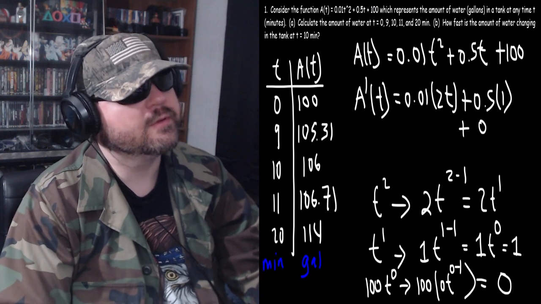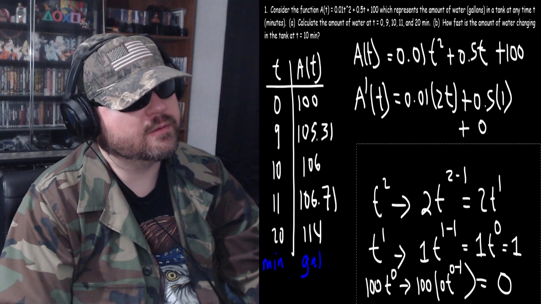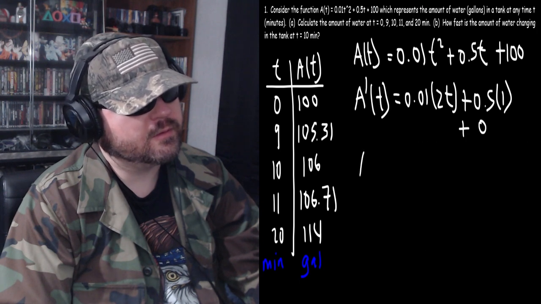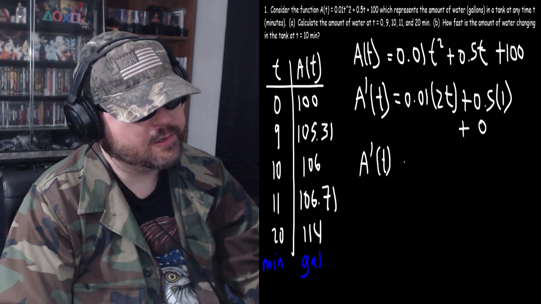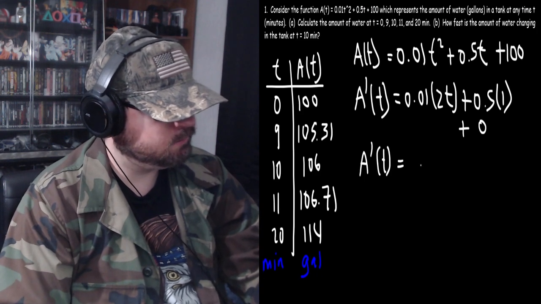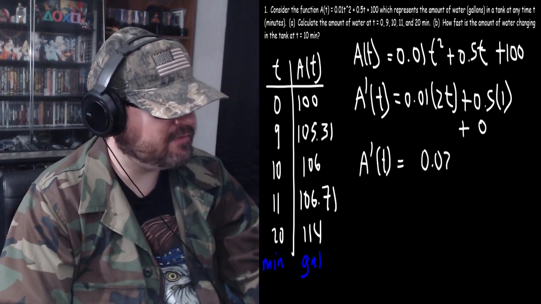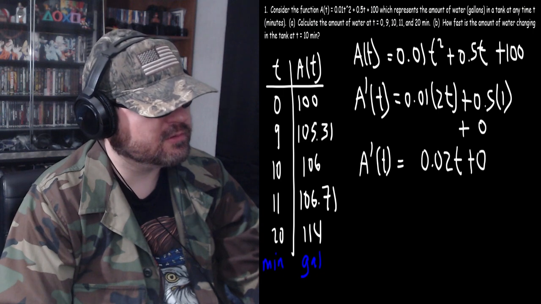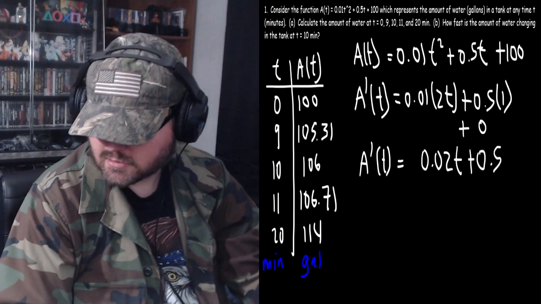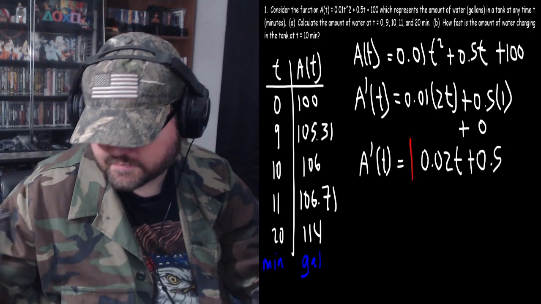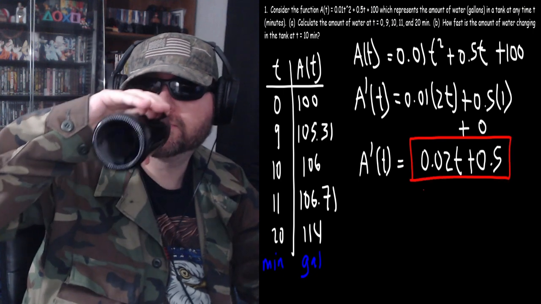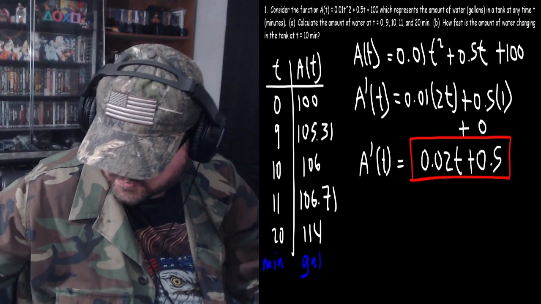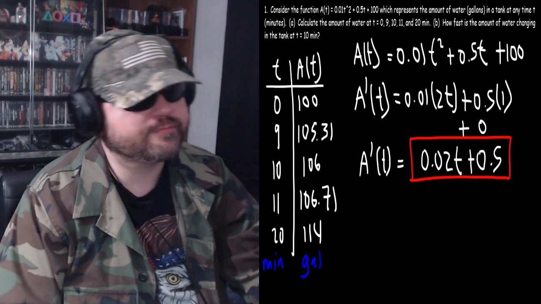So therefore, the derivative function is going to be A prime of t, which is 0.01 times 2, that's 0.02 t plus 0.5. So this is the derivative. It's going to tell us how fast the amount of water is changing in a tank at any time t.